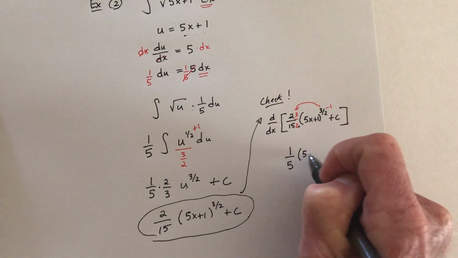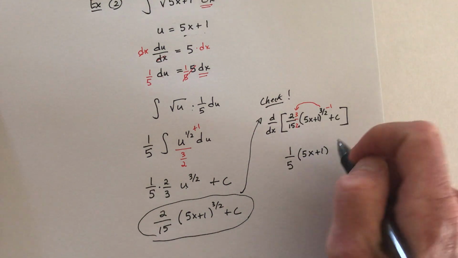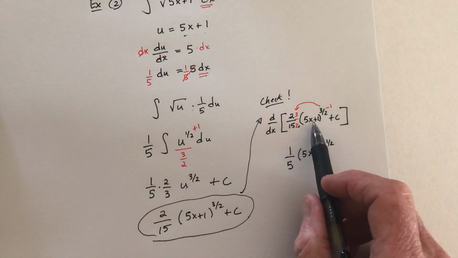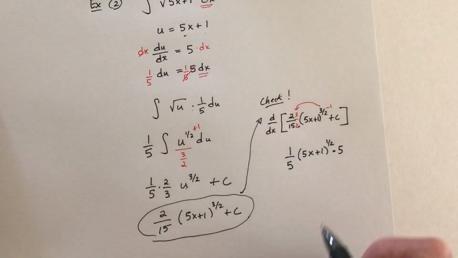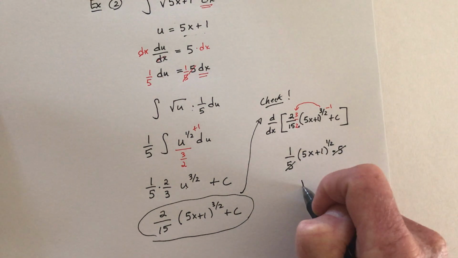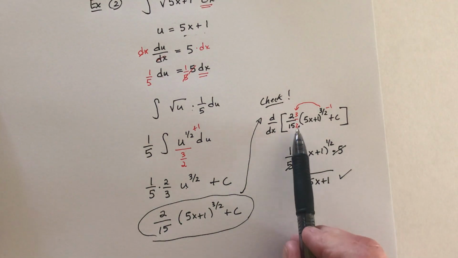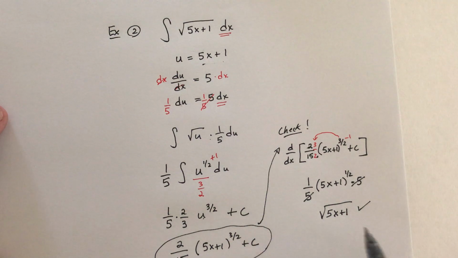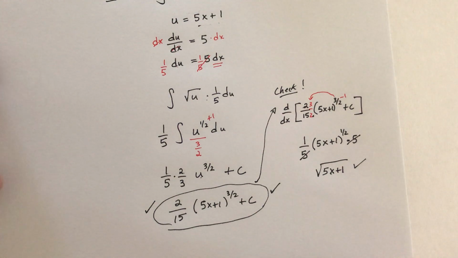And then the inside part will stay the same. And then 3/2 minus 1 is 1/2. And then the derivative of the inside is 5. So because of the chain rule, I need to multiply by 5. And the derivative of c is 0. And once I have these cancel, I can rewrite this as square root. And it worked, because when I did the derivative, it gave me the original problem back again, the square root of 5x plus 1. So now I'm confident this one deserves 2 check marks.